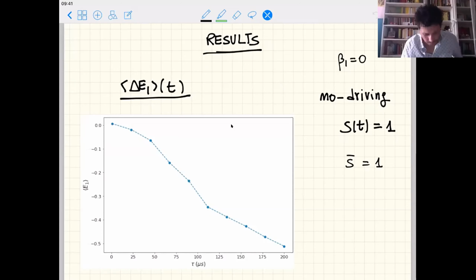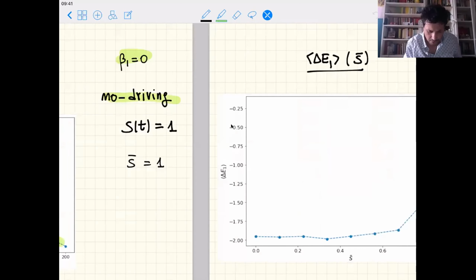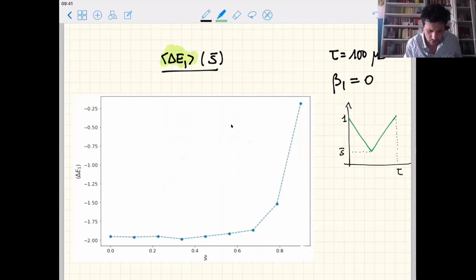So just the result. We set the temperature to infinity. We do no driving just to see what happens, and you see the energy goes down. So it's definitely an open system. It is dumping energy in the bath. Now, this is a plot of the average energy change of the chip as a function of the minimal value, S bar, of the annealing parameter. And you see, if you start from 1 and you go down very quickly, and if you are below S = 1/2, basically you reach the ground state.